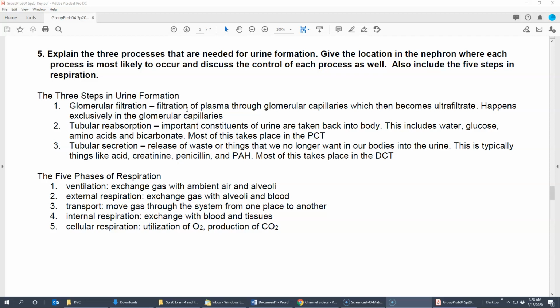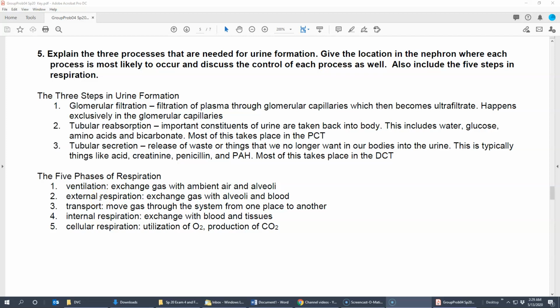The second one is external respiration, that's exchange of gas with the alveoli and the blood. It's called external because if you open your mouth, the inside of your alveoli are continuous with the atmosphere. The third one is gas transport, moving gas through the system of our body from one place to another, from the alveoli to the tissues for oxygen, and for CO2, the opposite, from the tissues to the alveoli.